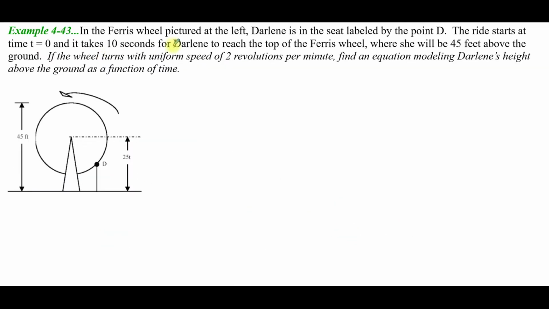All right, in this third example, we have Darlene, and she's in the seat labeled D. When the Ferris wheel starts, that's time equals 0. It takes 10 seconds for her to get to the top, and that would be the maximum, and then she has 45 feet above the ground. So at this point, we know that the maximum is 45 feet. And we know that that occurs at 10 seconds.